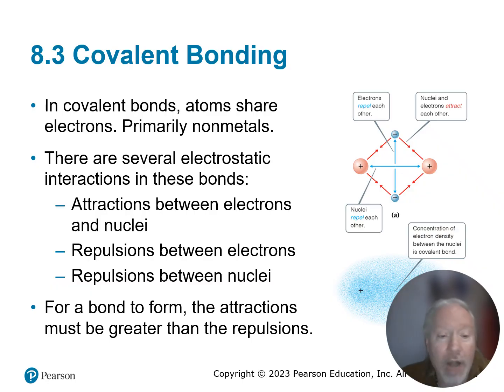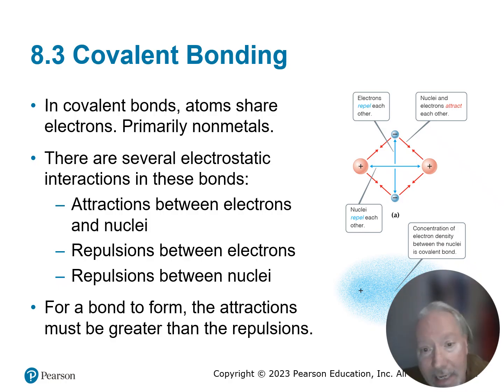So for a bond to form, the attractions must be greater than the repulsions. When we get into molecular orbital theory, we'll get into anti-bonding orbitals that contribute to the molecule not existing, and we can do a calculation and figure out if the molecule should not exist, like helium-2. We'll find out that helium-2 does not exist under normal conditions because the anti-bonding orbitals cancel out any stability gained by the bonding orbitals. And this is really getting us to that point.